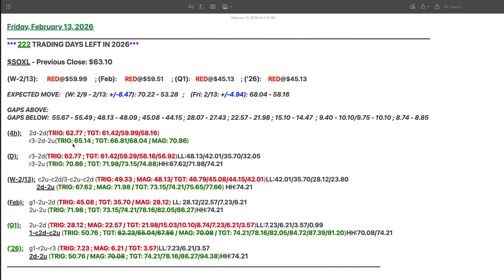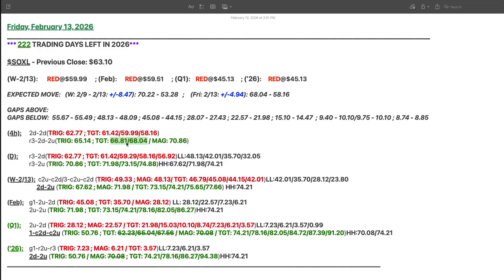We've been looking at the charts a lot, right? From the 4-hour perspective, we talked about if we get a 2 down, that triggers at 62.77. We've got these extended targets listed out here for you. And if we go to the upside, it does trigger this 3, 2 down, 2 up reversal, triggering at 65.14, ultimate magnitude 70.86.